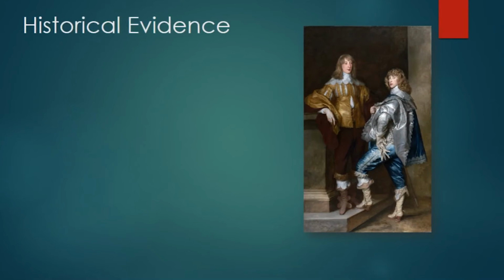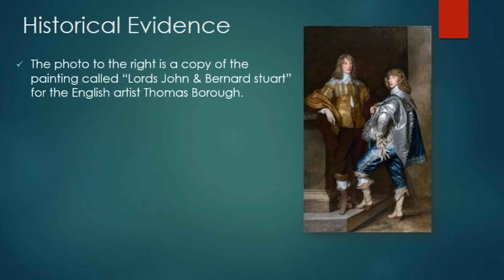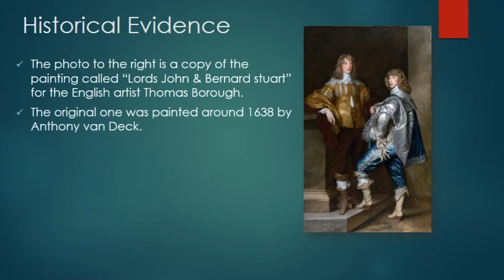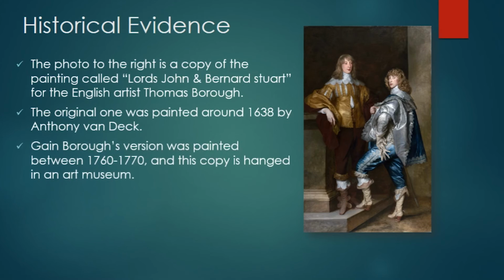This is an example of some kind of historical evidence. Let's talk about the details of this painting. It is called Lord John and Bernard Stewart. This painting was painted by the English artist Thomas Burrow. This is a copy, by the way, of the original. The original was created by Anthony Van Dyck around the year 1638. And this copy by the English artist Thomas Burrow was created after that, around 1760 or 1770. This copy is available at one of the art museums in Europe.